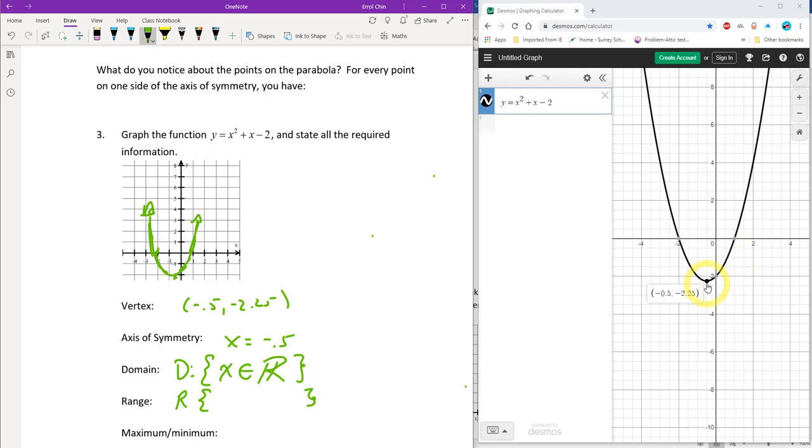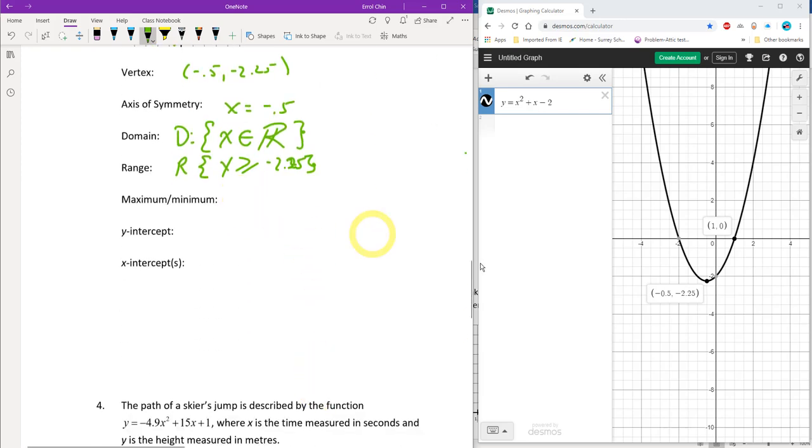Well, what y values do you see? Well, the lowest y value I see is negative 2.25. And if you tap any point, if the lowest value is negative 2.25 and everybody is above it, how do we say that? We say y is greater than negative 2.25. Okay? And again, I apologize for my handwriting.